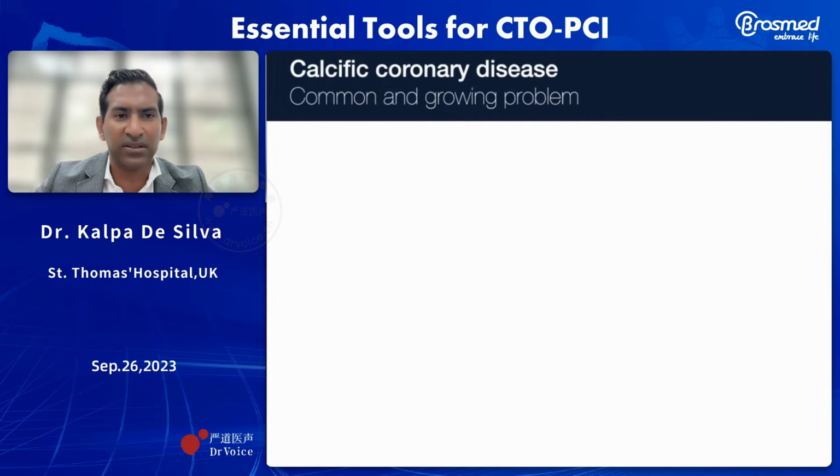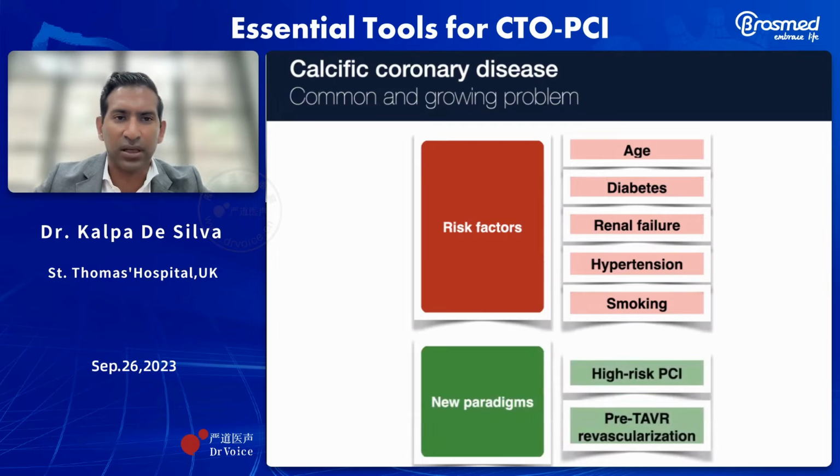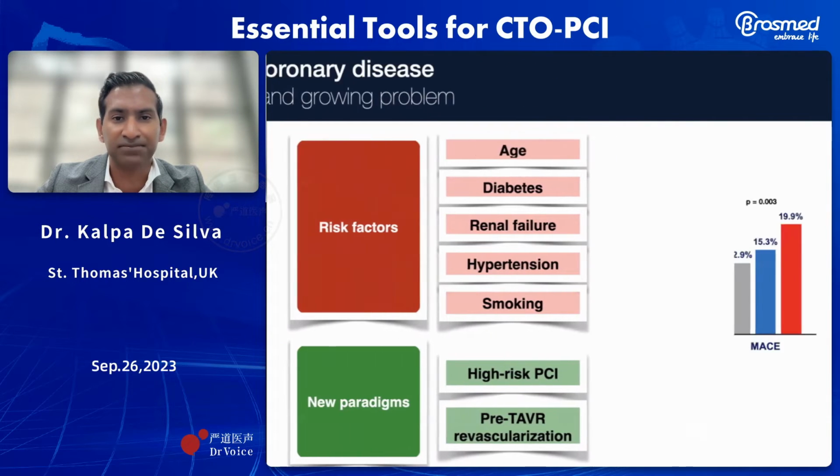We know that calcific coronary disease is a common and growing issue. Risk factors for who develops more calcified coronary arteries include the more elderly, those with diabetes, those with renal failure, hypertension, and smokers. Also, a new paradigm has occurred with the envelope of PCI increasing to involve a much broader, high-risk group of patients, including those, for example, who are having TAVI, which has opened windows into coronary disease that perhaps a few years ago we weren't treating.